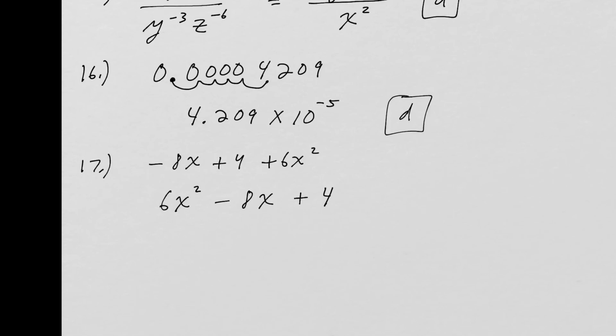And then the degree of that polynomial is going to be the degree of the leading term, the degree of the highest term, which in this case is 2. You just have to look at the highest exponent. So this is a second degree polynomial. So it looks like the correct answer is going to be D in this case.